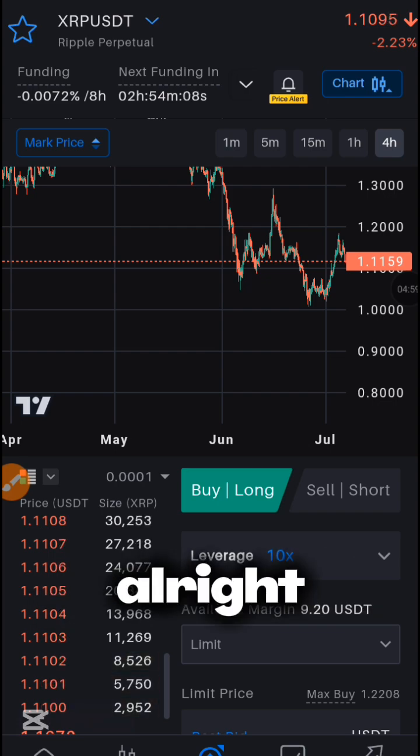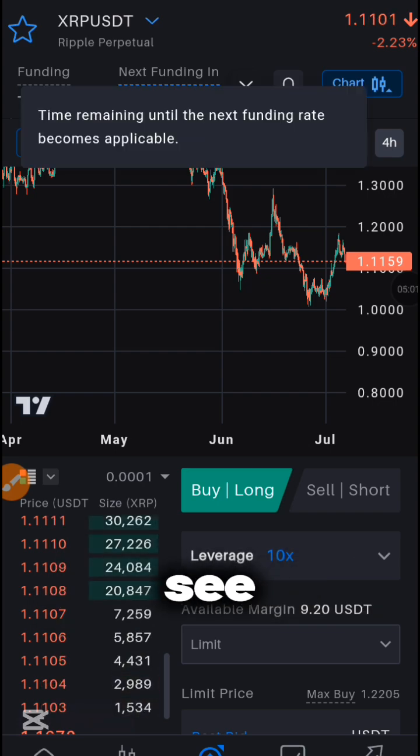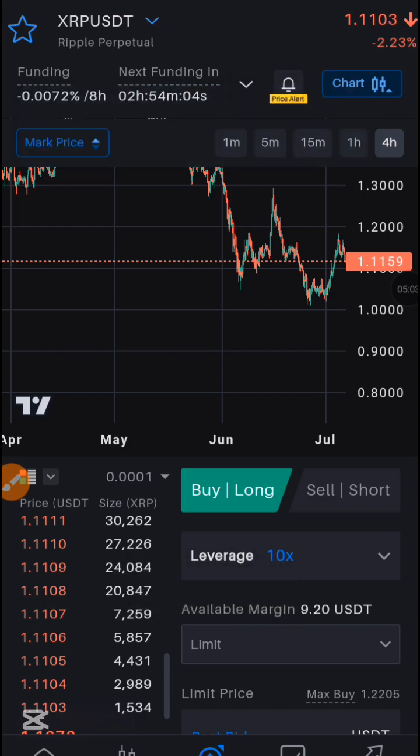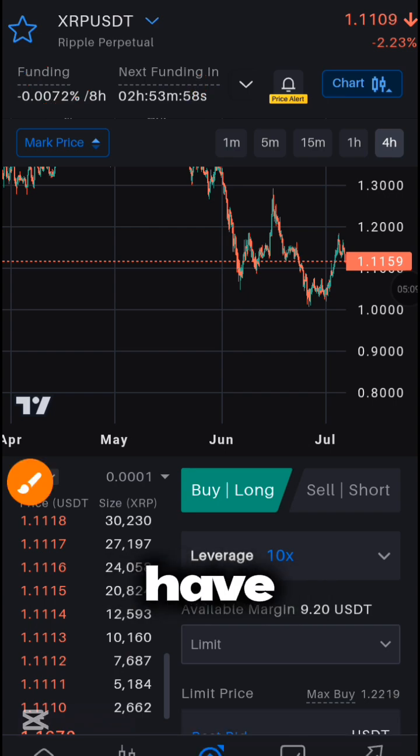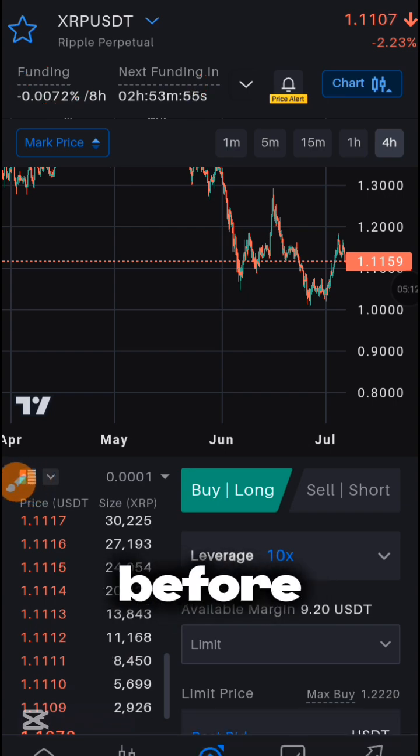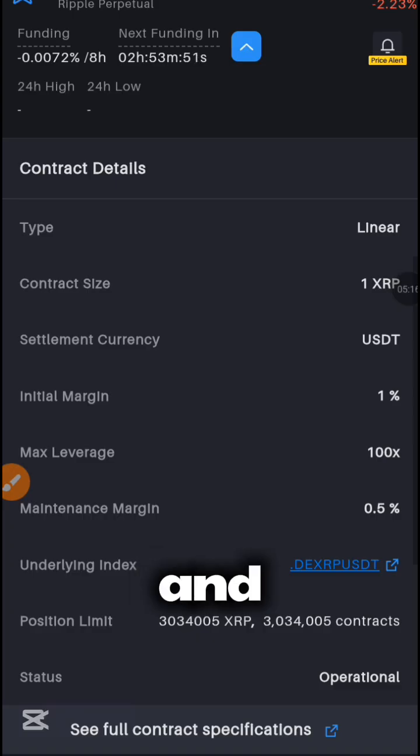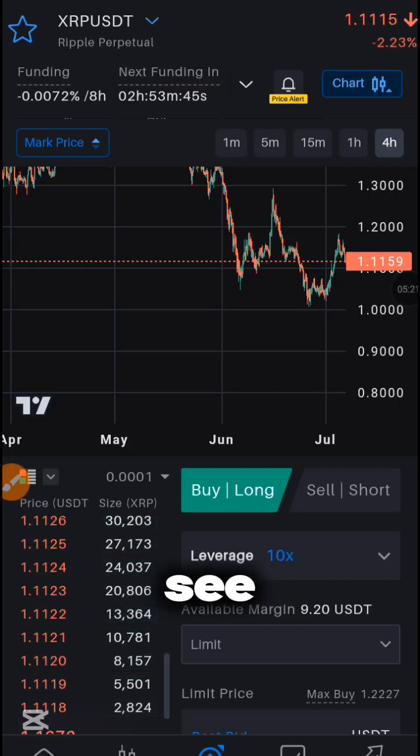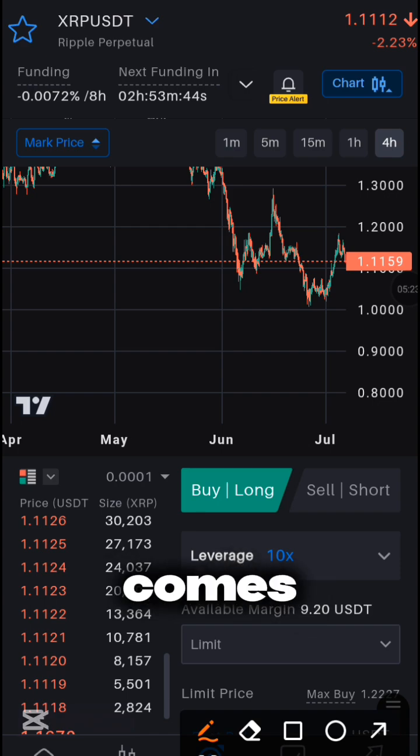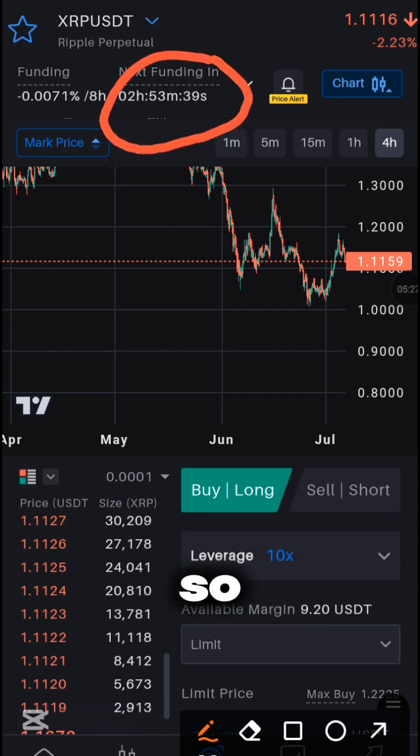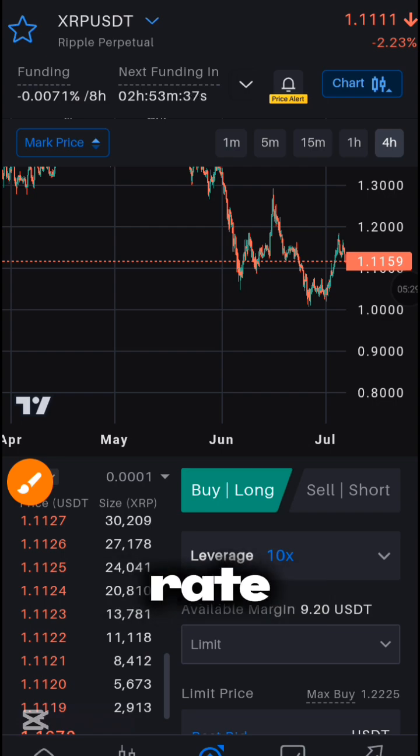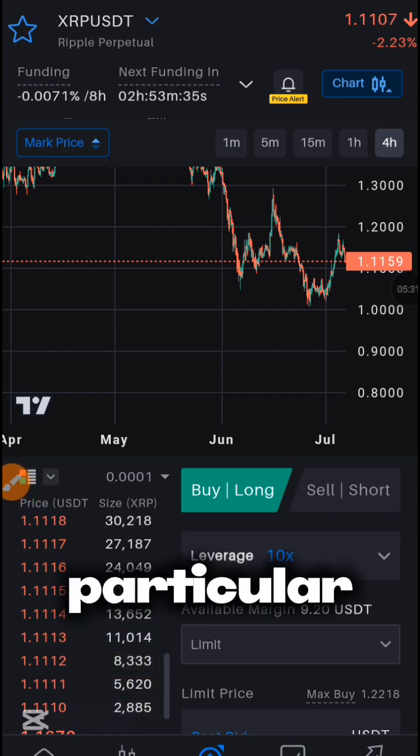All right, so if you look right here, you can see funding right here. So you always have to check your funding rate before entering every single trade. If you look right here at our funding rate, you can see that before the funding rate comes in, it will take 2 hours 53 minutes. So you always have to check your funding rate before you enter any particular trade.